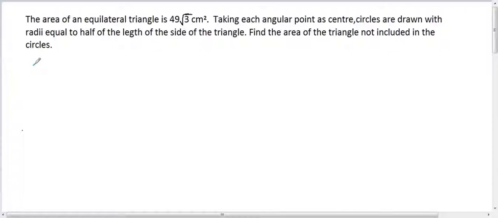Let's solve the question which I have written on the whiteboard. Given the area of the equilateral triangle is 49 root 3 centimeter square. Taking each angular point as center, the circles are drawn with the radius equal to half of the length of the triangle. So here first we need to find the length of the side of the triangle, and half of that length is the radius of that circle. And then we need to find the area of the triangle which is not included in the circles.